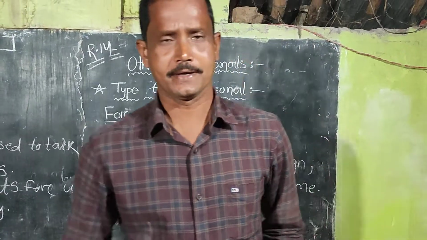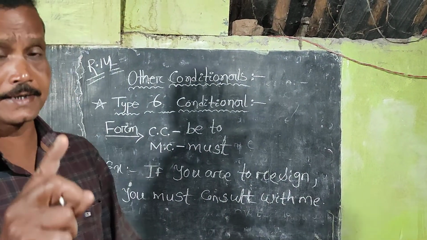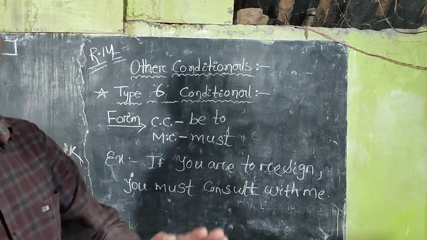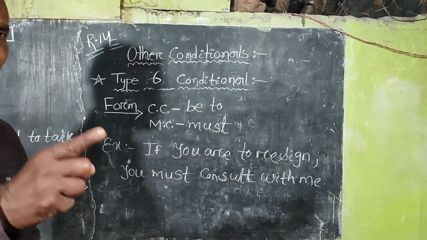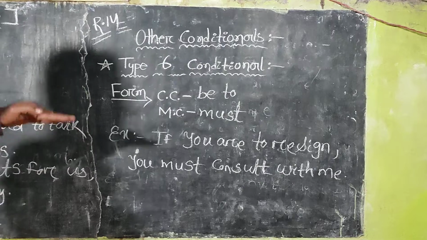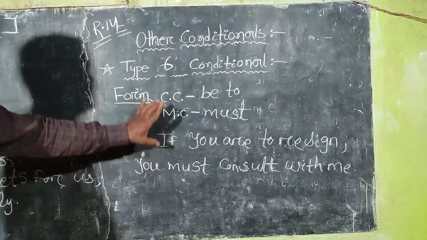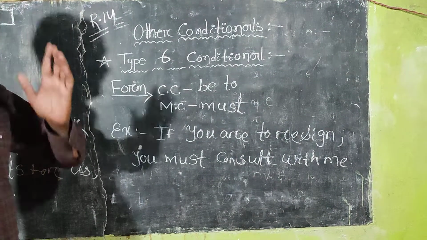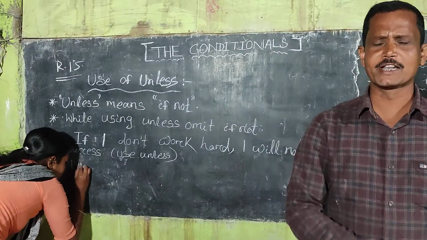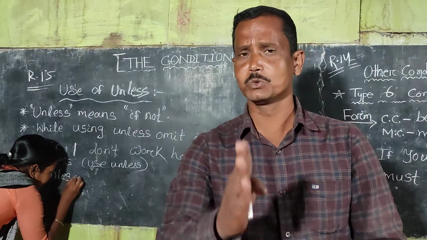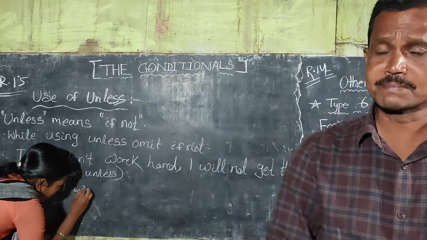Type 6 conditional. The conditional clause takes the 'to' form, and the main clause takes must. Example: if you are to resign, you must consult with me. This is the example of type 6 conditional. Rule number 15, use of unless. First you should know the meaning of unless. Unless means if plus not.